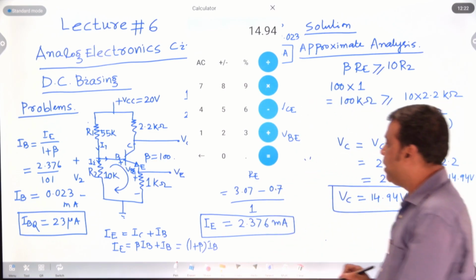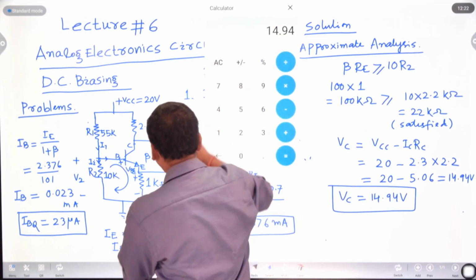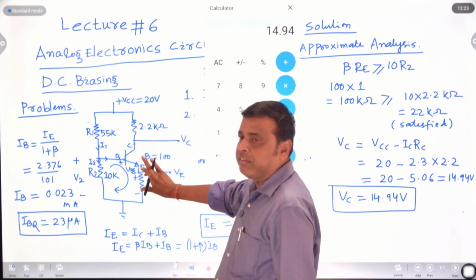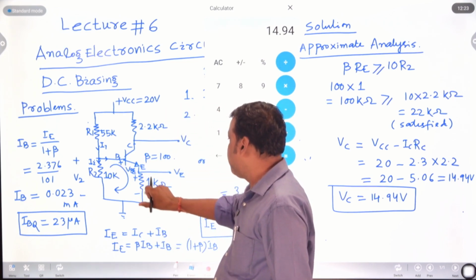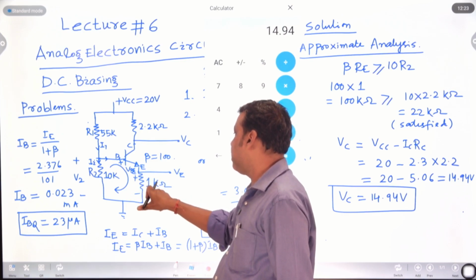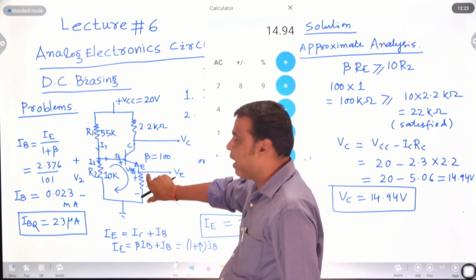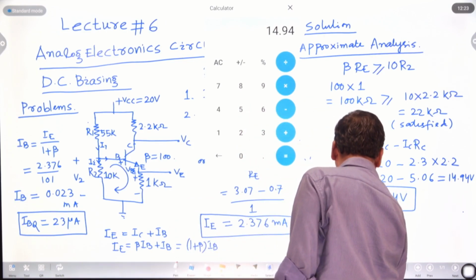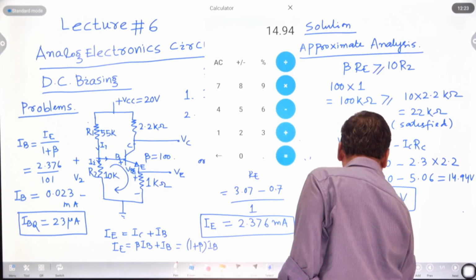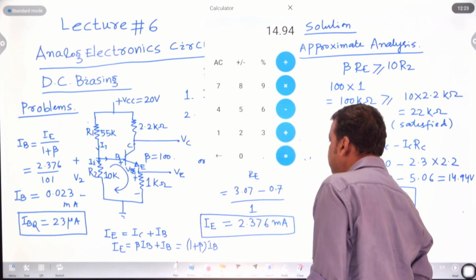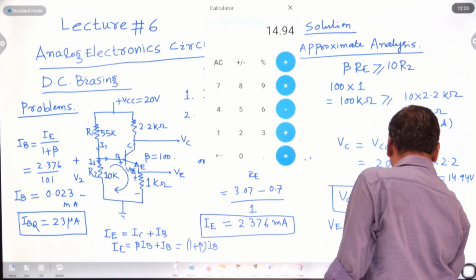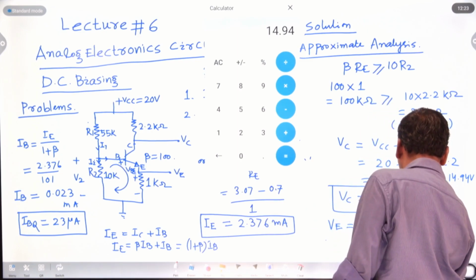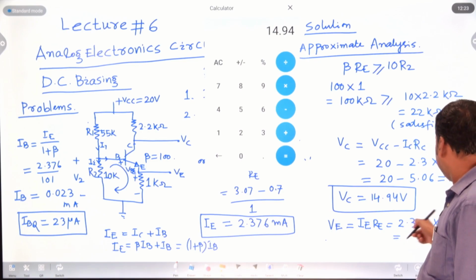Okay. Then find out VE. This is your VE. VE means the emitter potential at emitter terminal with respect to ground. Obviously, there is only resistance here. RE means 1 kilo ohm. So if I multiply emitter current with resistance RE, this is nothing but VE. VE is simply what? IE into RE. So VE equal to IE RE. So IE value is your how much? IE here 2.376 into RE value is how much? 1.